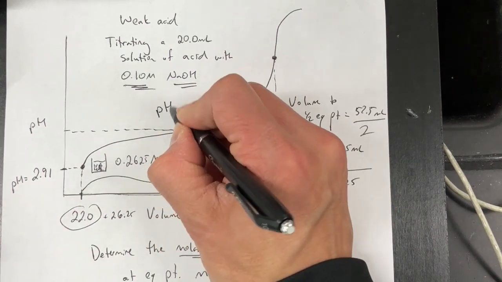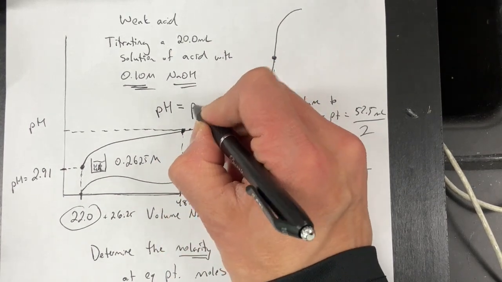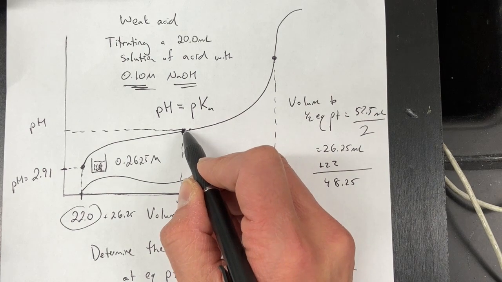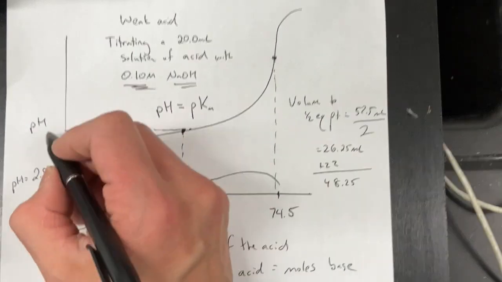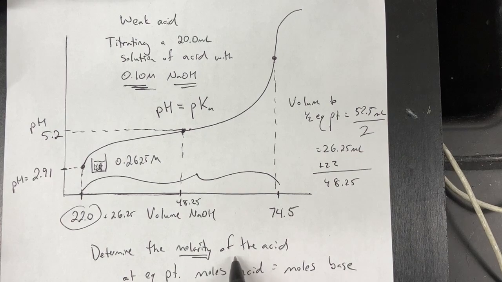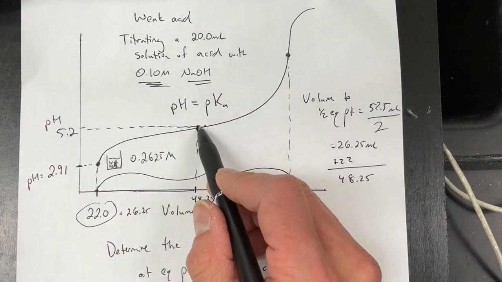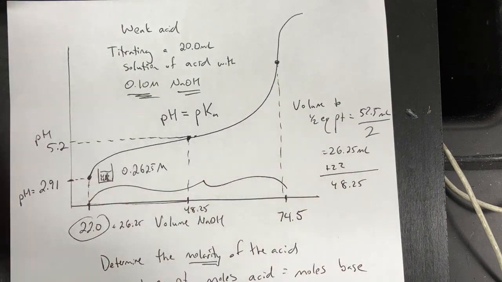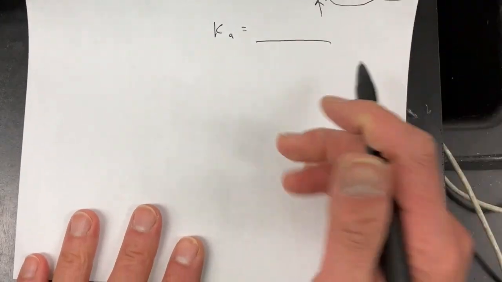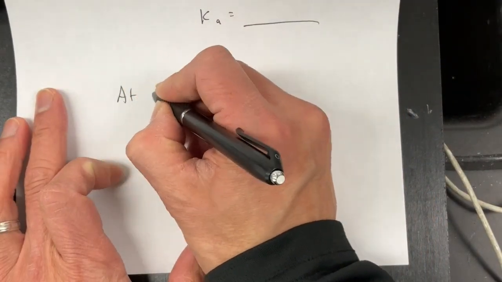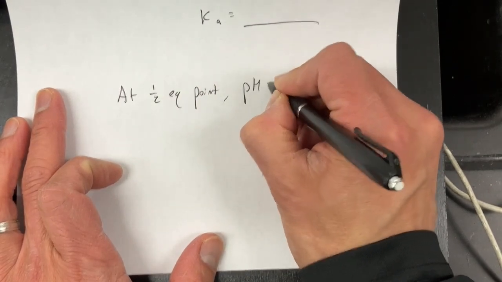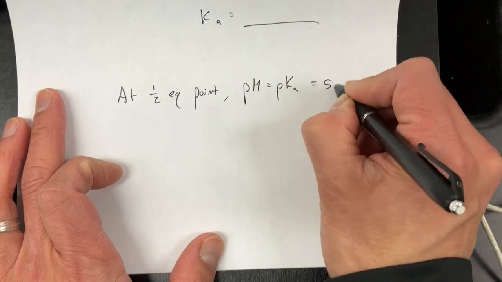Remember, the pH equals pKa at the half equivalence point, and only at the half equivalence point. So if my pH, let's say it's 5.2, okay? I just made up a number, but let's say my half equivalence point pH is 5.2. Well, how do I do that? So I go to my sheet here. I would write at the half equivalence point, pH equals pKa, which equals 5.2.